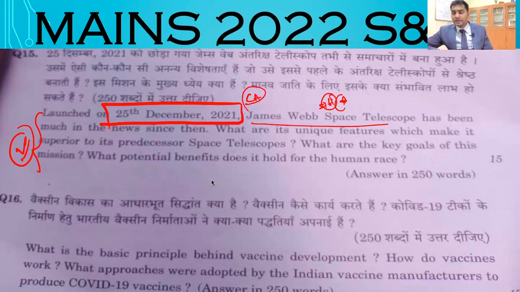What are the basic principles behind vaccine development? How do vaccines work? What approaches were adapted by the Indian vaccine manufacturers to produce COVID-19 vaccines? Remember the prelims 2022 paper. In prelims 2022, they asked a similar question about Russian vaccines and Indian vaccines, and they asked which is the technology that was involved in making these vaccines. If you do remember that question, prelims 2022, those who have written prelims, the same question was asked. The second part of the question is that, right? What are the methods that were adapted by Indian vaccine manufacturers to produce COVID-19 vaccine?